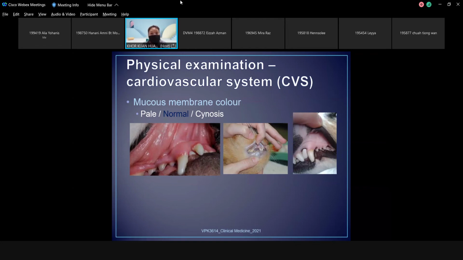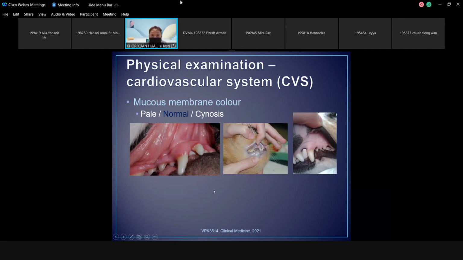So let's move on. Mucous membrane. Which one is normal? The center one, the left one, or the right one? Which one do you think is normal? Left one. Okay, so this one is normal. This one should be called what? Cyanotic. Okay, you can see that it's more bluish and more purplish. This one is pale mucous membrane.